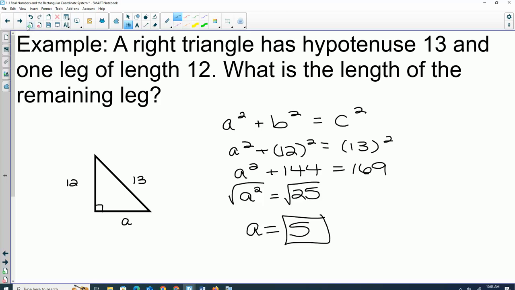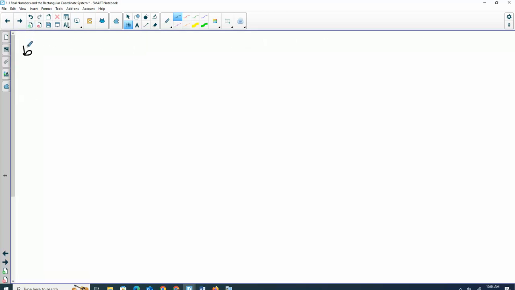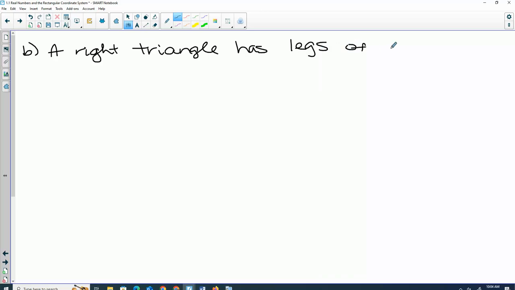What if I said a right triangle has legs of radical 3 and 2 radical 7. Find the hypotenuse.